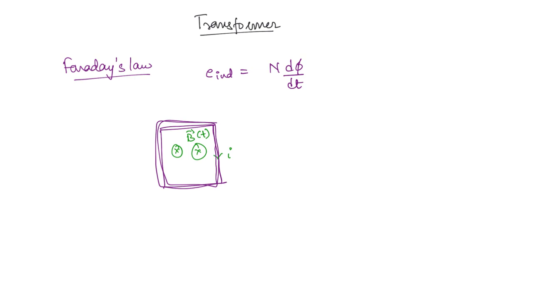Now the next question is, what is the direction of this current? Okay, so that is given by Lenz's law. If you remember, Lenz's law is nothing but the Faraday's law only, except that you add a negative sign. So E induced is equal to minus N d phi by dt. So what does this negative sign indicate? It indicates that the induced EMF will be in such a way that it will oppose the change in the flux.